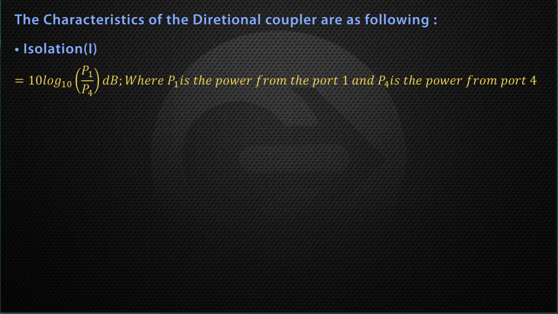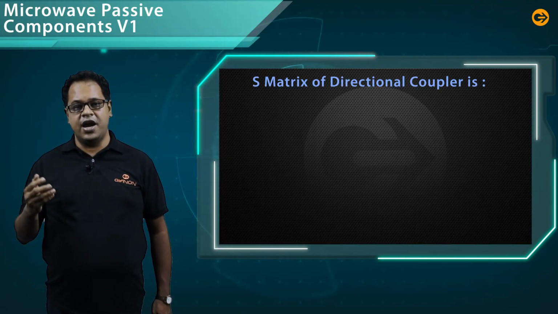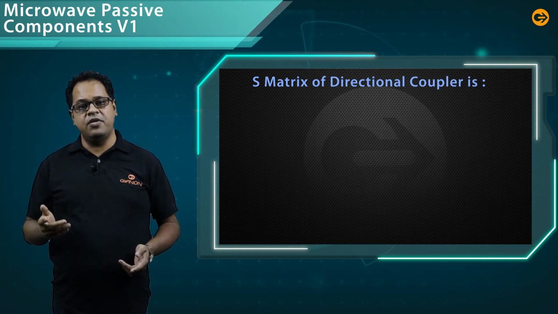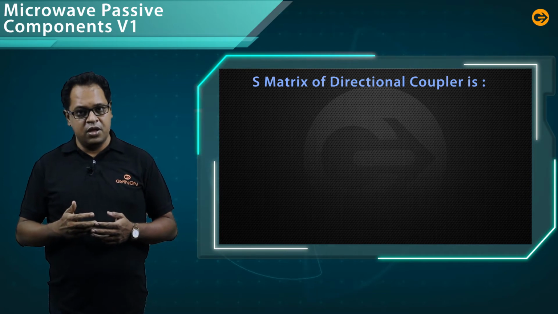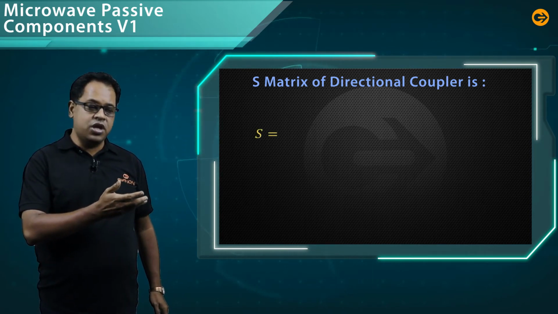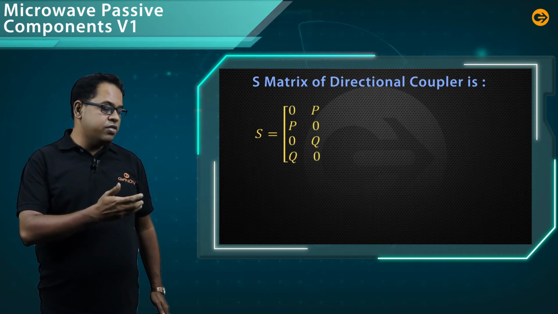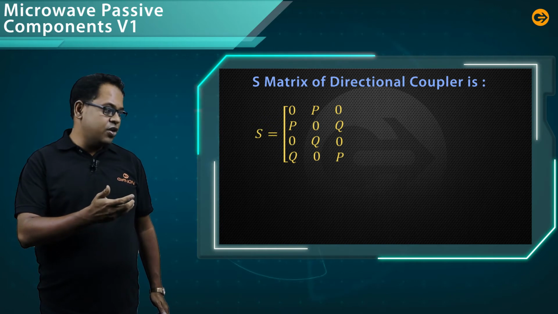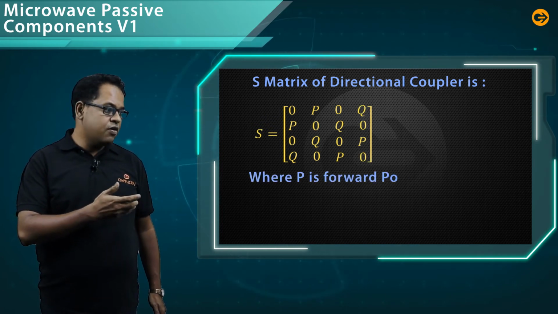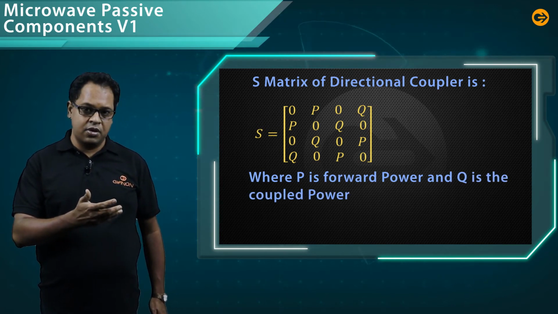Now, we are going to discuss the S matrix or scattering matrix of this directional coupler. You are already familiar with the scattering matrix in microwave. Capital S is equal to 0 P 0 Q, P 0 Q 0, 0 Q 0 P, and the last row is Q 0 P 0, where P is the forward power and Q is the coupling power.